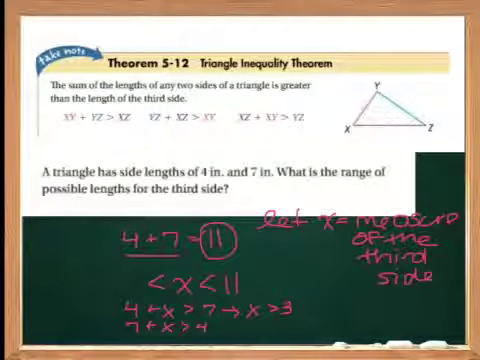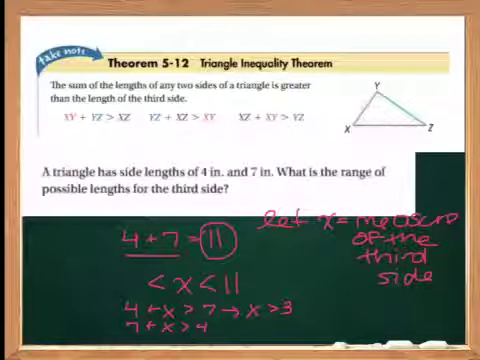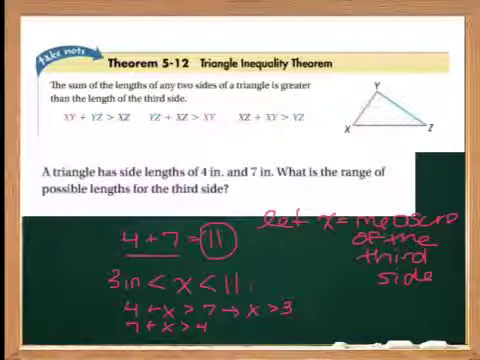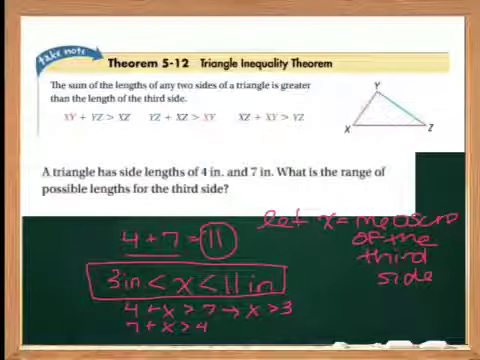Now in the other one, 7 plus x is greater than 4. Well, 7 plus anything is greater than 4, so that doesn't give us an additional restriction. But we do need to show that x has to be bigger than 3 inches but less than 11 inches in order for this to be a triangle.